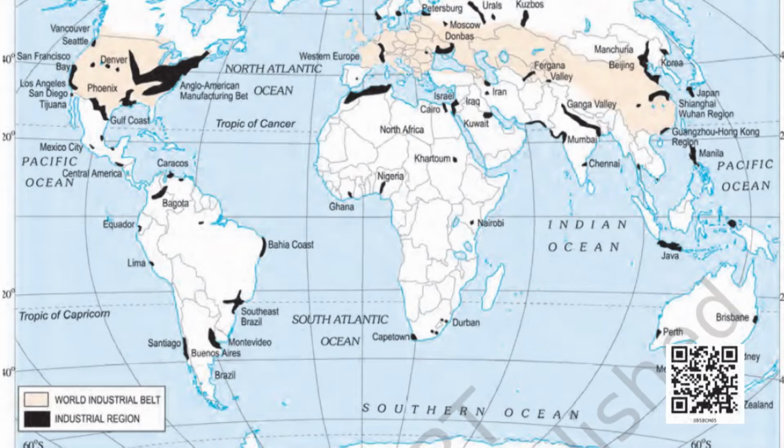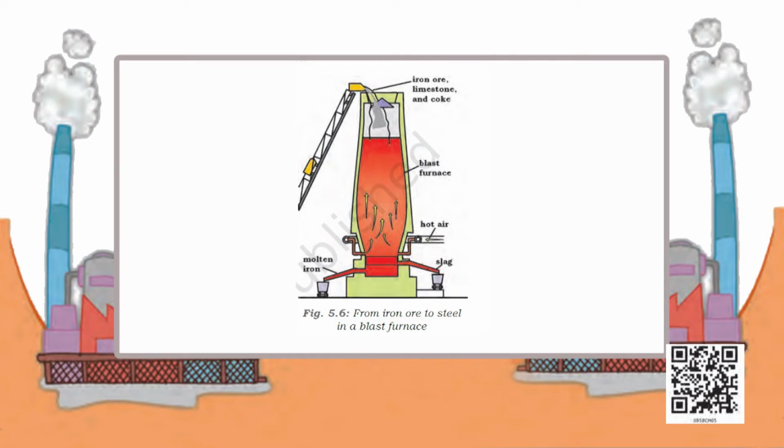Dear students, let us quickly recall what we have studied till now in this chapter. We defined industry as an economic activity that is concerned with the production of goods, extraction of minerals, or provision of services. In the previous episode, you studied the different industrial regions of India and the world. The major industrial regions of the world are North America, Europe, and Eastern Asia. We then studied in detail about the iron and steel industry. Try to recall how iron ore is converted to steel in a blast furnace in a process called smelting.